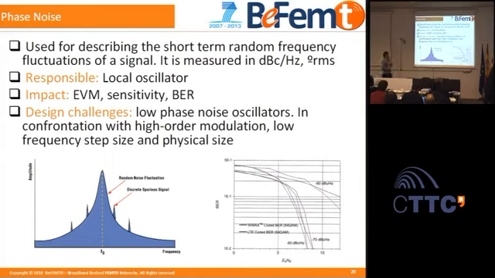If you want to have no problems with this part and fulfill LTE-Advanced requirements, you have to design low phase noise oscillators. That is a challenge, because higher order modulations have also been defined that require good phase noise, and also a very low frequency step size, which works against the phase noise. So this is another challenge. Fortunately, this challenge is solved, but it is a challenge. Okay.